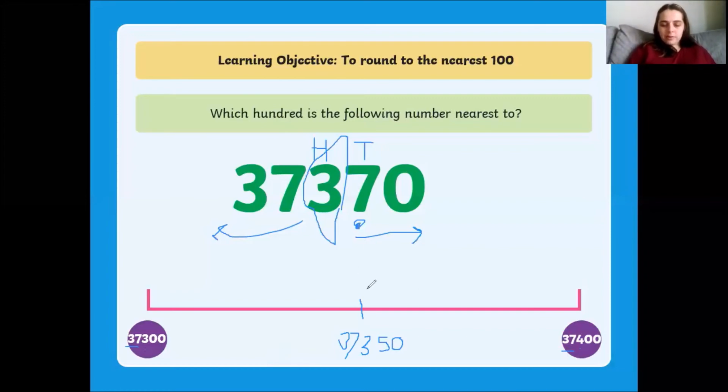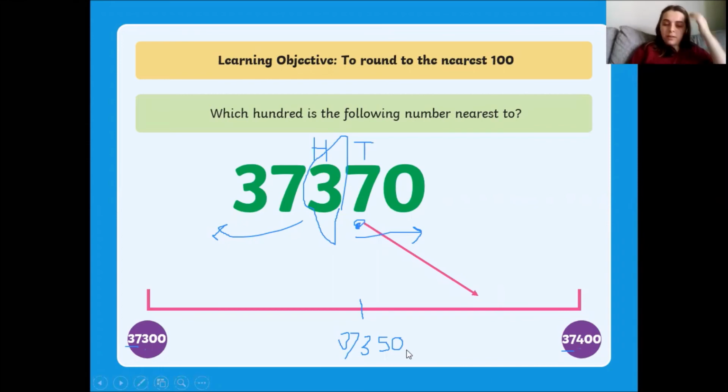This number, is it higher than 37,350, or is it lower? Well, if we go back to using the mouse, you can see that it's higher. It's much higher. It's actually 20 higher. So we are closer to this number. We are closer to 37,400. That is our nearest 100. It's the one that we are nearest to. So that is the answer. The answer is 37,400.